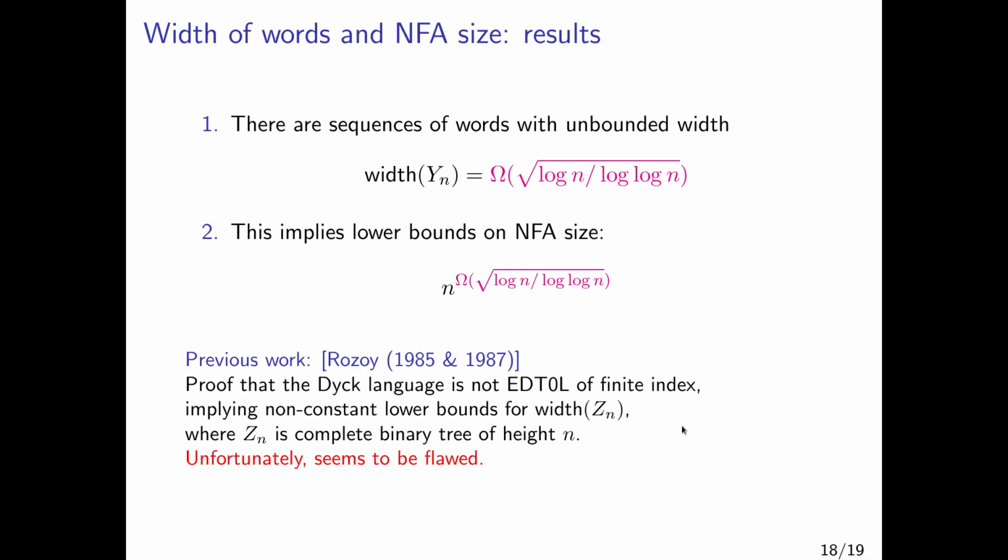But then for complete binary trees, unfortunately, this proof didn't really work. So it's published, but it has a mistake, and we don't think it can be fixed. But somehow this work inspired our constructions, although the strategy that Rozoy used didn't really work.